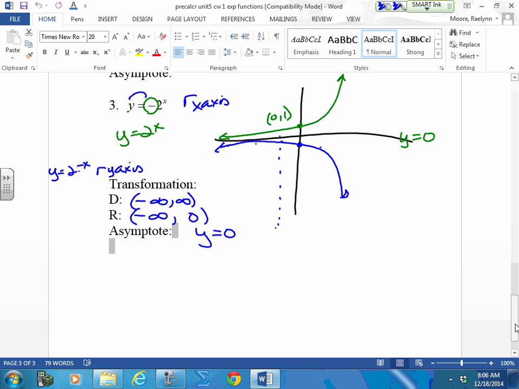My advice, guys, you really have two things. The y-intercept and the asymptote. Make sure you keep track of those two things during your transformations. And use the fact if it's going to affect the domain or affect the range. If it affects the range, it affects your asymptote as well. Okay?